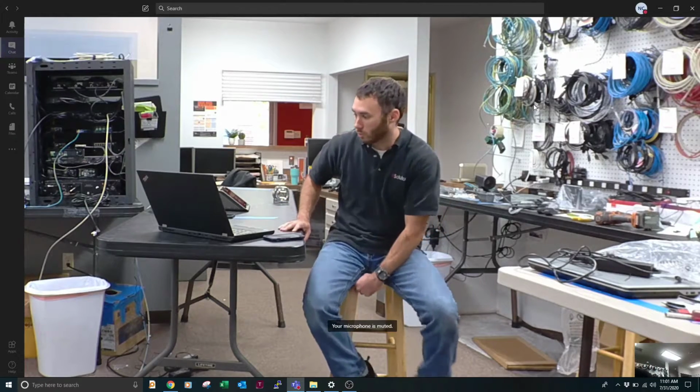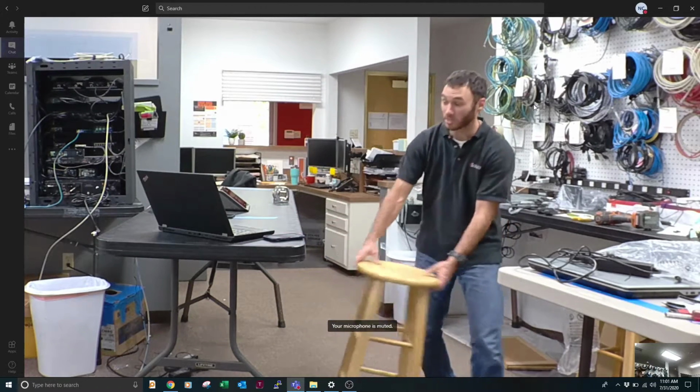So this is using the Huddly IQ camera. I am sitting approximately 10 feet away. This is with the auto framing enabled on the camera. This table, as you see here, is about 2.5 feet. So a normal boardroom table would be probably twice this.